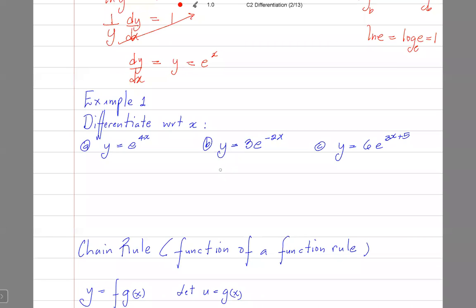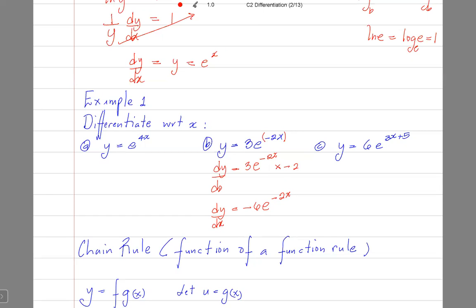All right, so for the middle one, dy by dx, bear this in mind. Whenever I differentiate e to the x, I'm going to get back e to the x. So this is 3e to the minus 2x. If I differentiate e to the minus 2x, I'm going to get back e to the minus 2x. But I must also multiply by the differential of the inside function. Minus 2x is the inside function. If I differentiate minus 2x, I'm going to get minus 2. So dy by dx here would be equal to minus 6e to the minus 2x.